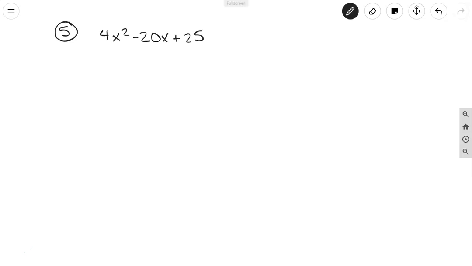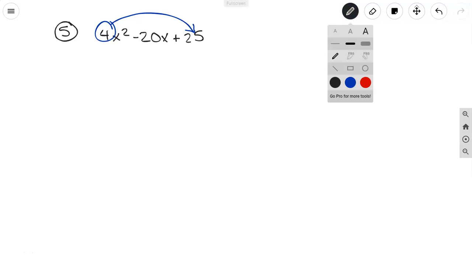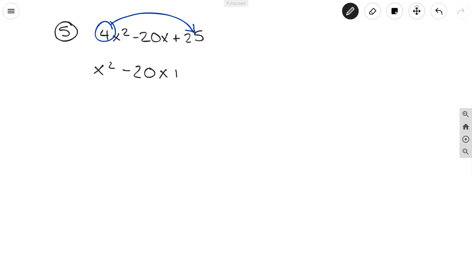So I move to realizing, oh, I have 3 terms. That means I'm factoring a trinomial. And I have a leading coefficient. So that means I am doing the slip and slide method. So I start with 4 and I times it by my 25. So that gives me x squared minus 20x plus 100.